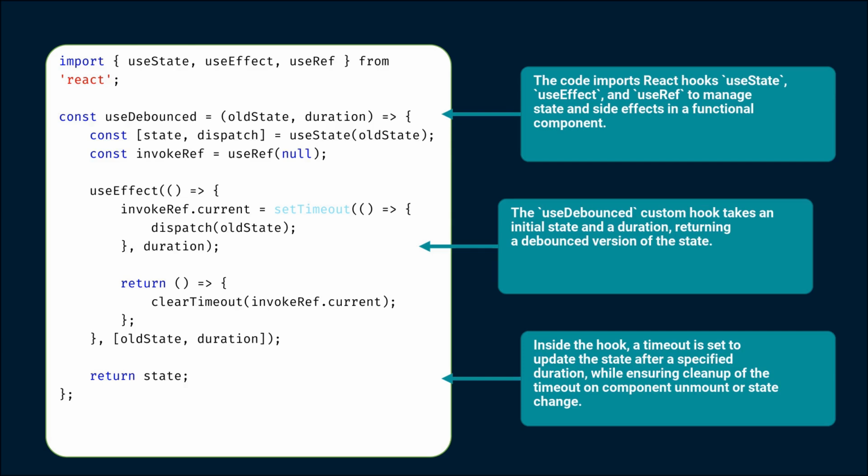If the state or duration changes before the timeout completes, the cleanup function ensures that the previous timeout is cleared, thus preventing outdated updates. This allows the state to only reflect the final input after the user stops typing, optimizing performance and enhancing user experience by avoiding unnecessary renders. Finally, we return the debounced state, which can be utilized in components to manage inputs more effectively.